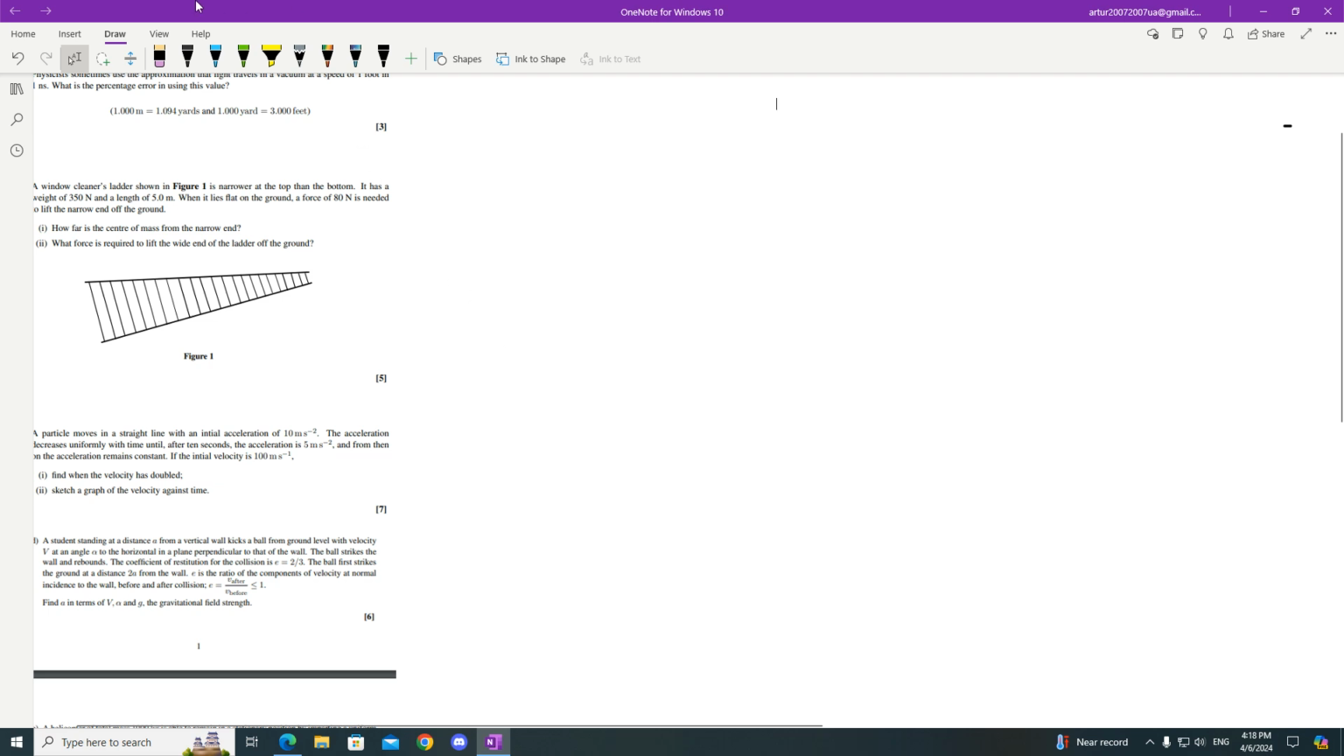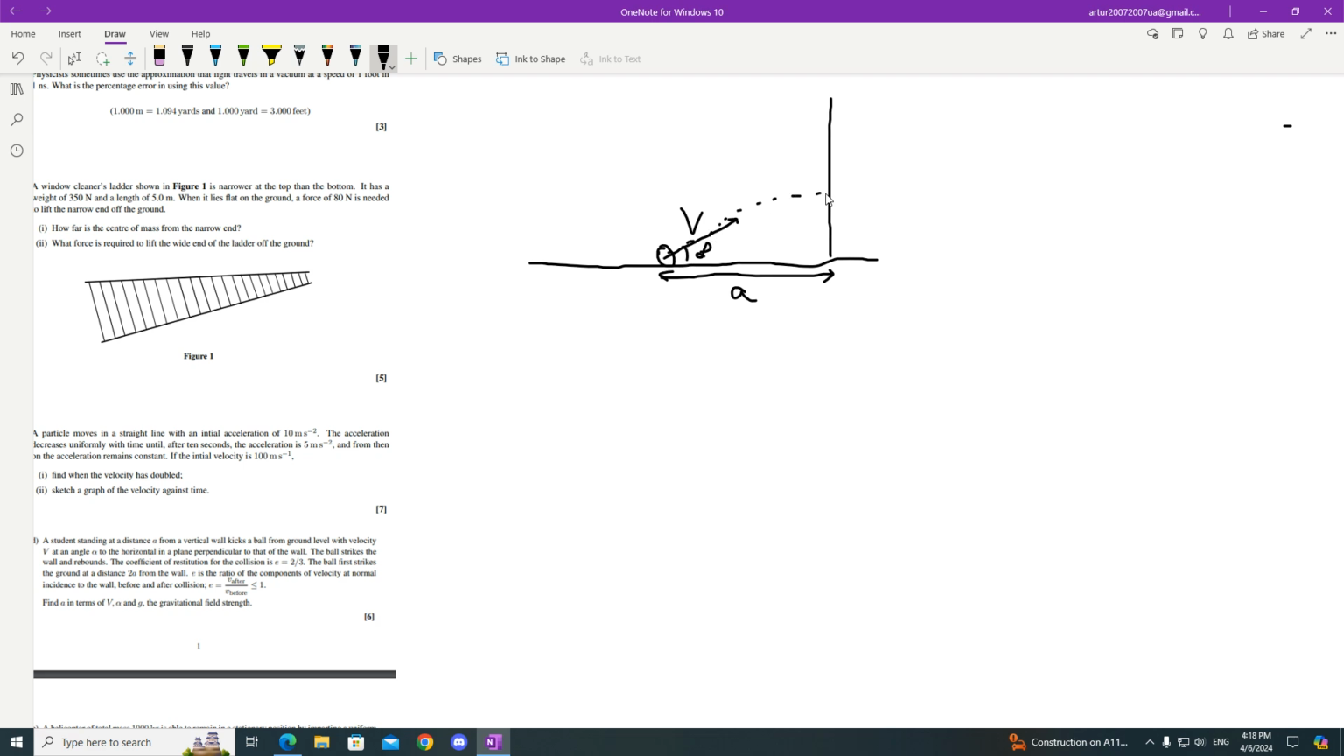So let's go. Let's draw our ball object. We have the ball here. It has speed that goes here and angle alpha. The distance between the ball and the wall is A. Because gravitational force acts on it, it's like a ballistic trajectory, and after it rebounds, it goes back and falls at a distance of 2A.